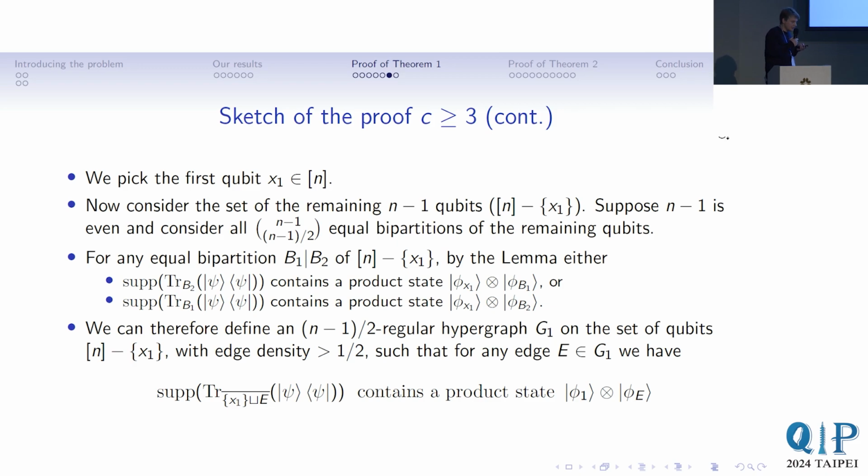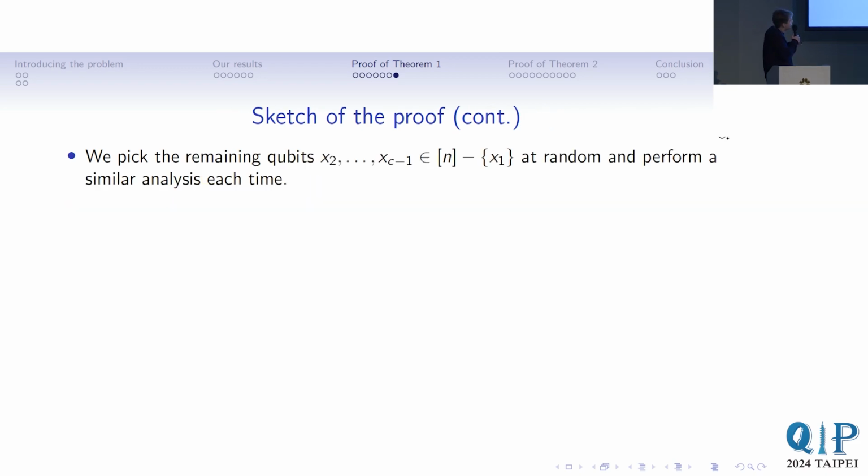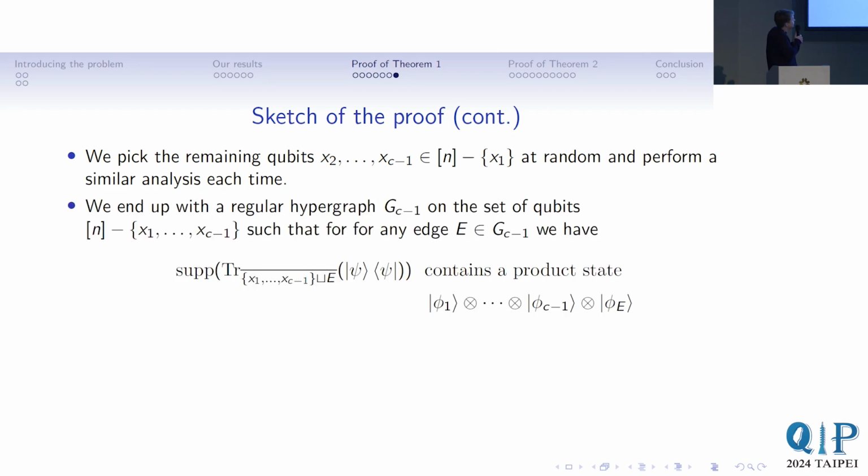So you repeat this analysis, you pick the qubits x2 to xc-1, and you repeat this analysis, and you end up with a regular hypergraph on the set of qubits not equal to x1 to xc-1, such that for every edge of this hypergraph, if you trace out everything that's not equal to x1 to xc-1 on the edge, you have a product state on what's left.